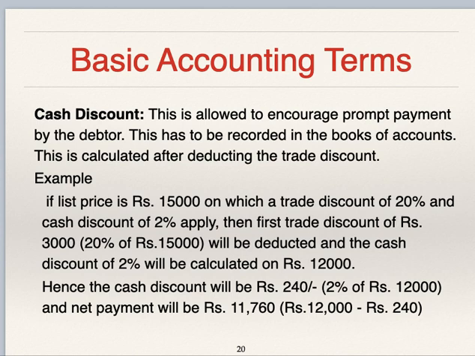Next is cash discount. Cash discount is allowed to encourage prompt payment by the debtor. This is to be recorded in the books of accounts and this is to be calculated after deducting trade discount. If the list price is 15,000 on which trade discount of 20% and cash discount of 2% apply, then first what do you have to do? Find out the trade discount, which is 3,000, 20% of 15,000. It will be deducted. So 15,000 minus 3,000 will be 12,000, and cash discount of 2% will be calculated on 12,000. Hence, cash discount will be 2% of 12,000, which is 240, and the net amount payable will be 12,000 minus 240, that is 11,760. So, in short, cash discount is given to encourage debtors to make prompt payment. It is a loss to the business and it is debited to the profit and loss account.